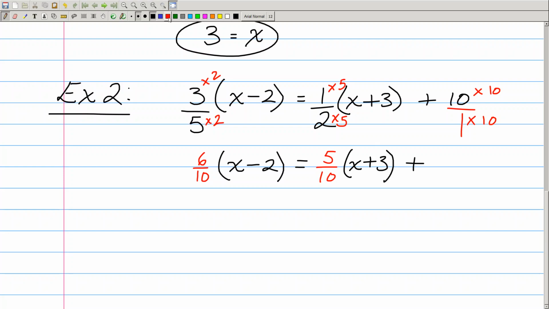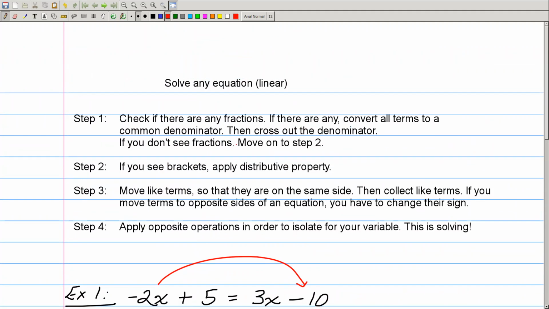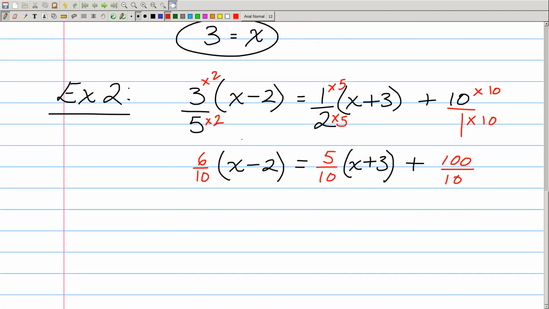Plus, and then I've got 100 over 10. So I've converted, and the next step in the process, guys, is to cross out the denominator. Basically what this is, I'm multiplying everything by 10, and the denominator goes away. But for convenience, I just say cross out the denominator. Okay, and there you go. Now we've gotten rid of our fraction entirely.